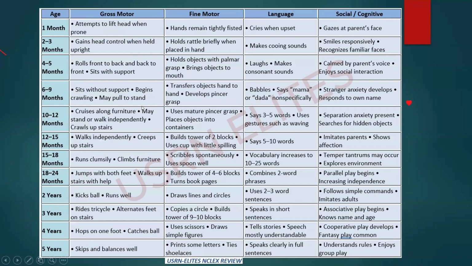Okay. All right. So the first one here, within age 1 month, when it comes to gross motor, the baby should be able to lift the head up when they are in a prone position. You all know prone position, right? Like when their face is facing the ground or the bed on which they are lying. They should be able to lift the head. Okay.